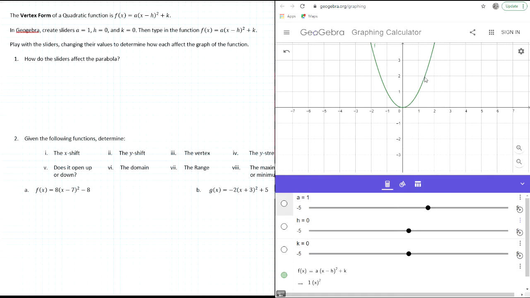So here the y value is 2, and it's going to go up to 4. This y value is 2, it's going to go up to 4. This y value is 1, it's going to go up to 2. This y value is 1/2, it's going to go up to 1. So let's go ahead and push this up to 2. So we see that this a value is actually stretching the graph vertically.